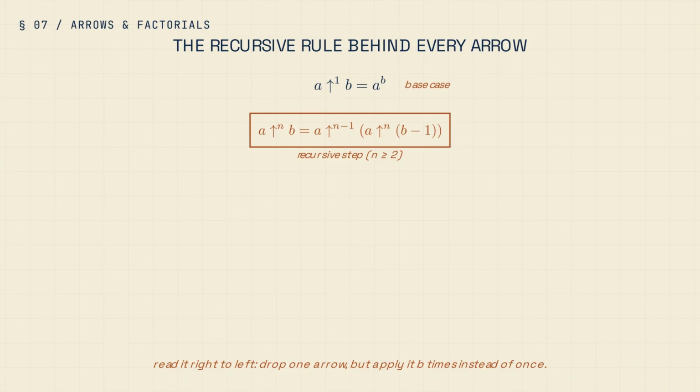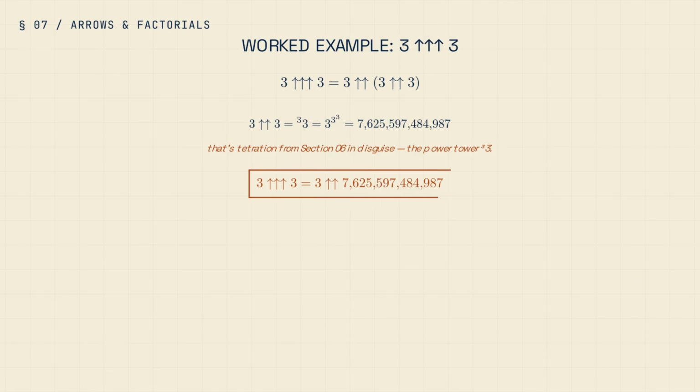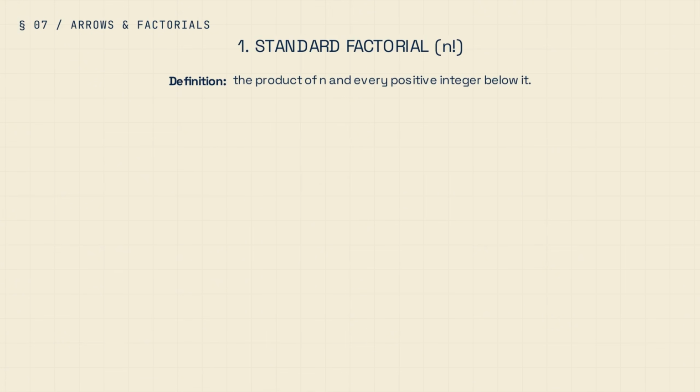Let's actually run this machine. 3 triple arrow 3. By that rule, 3 double arrow applied to 3 double arrow 3. And 3 double arrow 3, that's tetration, which is 3 to the power of over 7.6 trillion. Let's look at factorials, which are also big numbers which you are working with.